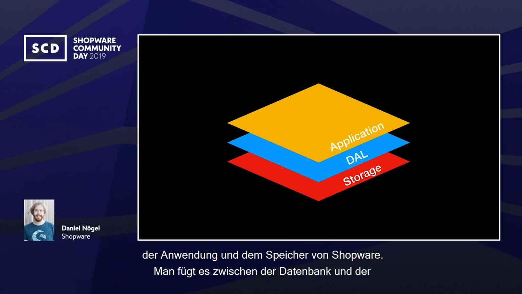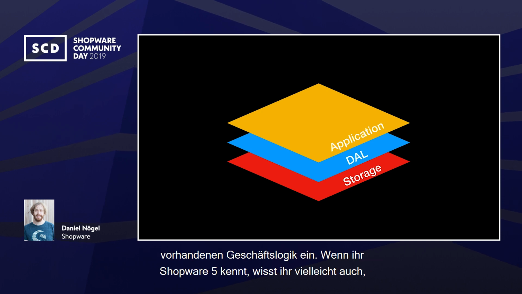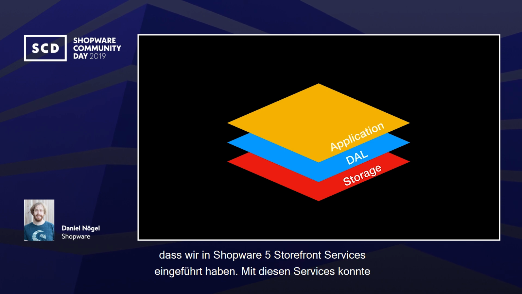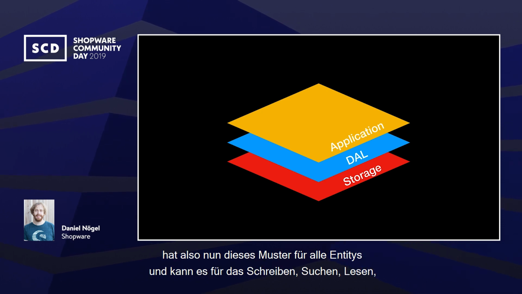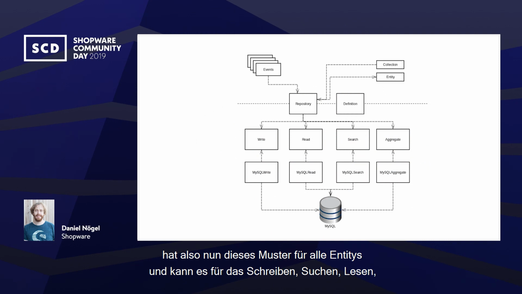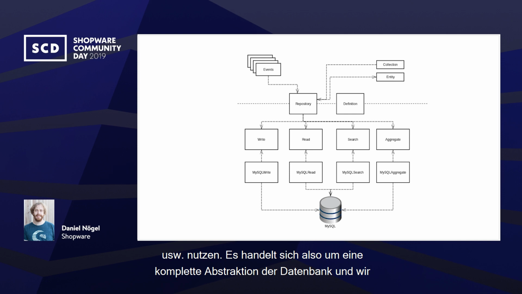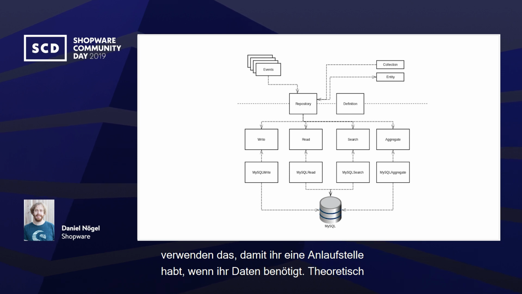And if you know Shopware 5 again, you might know that in Shopware 5 we introduced the storefront services. So services who took care about searching products. And I think you can think of the DAL as being this, but taking it to the extreme. So you have this kind of pattern for all entities now, and you can use it for writing, searching, reading, and so on. So it's a complete abstraction of the database, and we use that so that you have one place to go if you need data. So in theory, there should be no need anymore to write custom SQL queries.